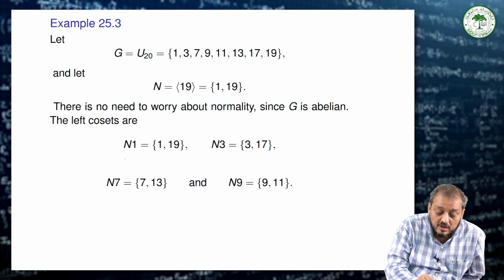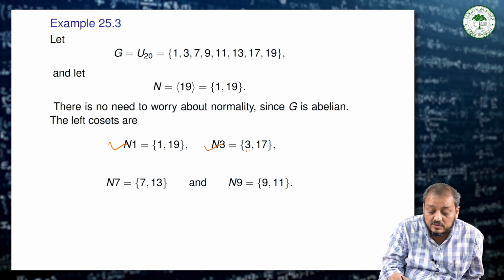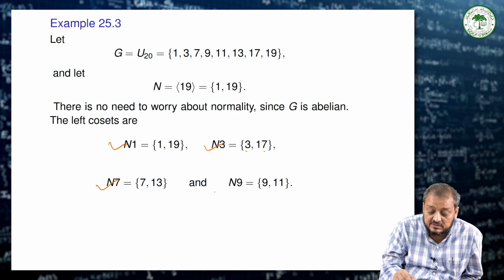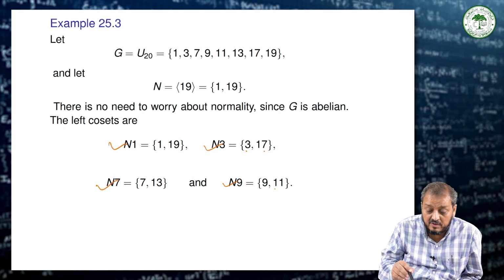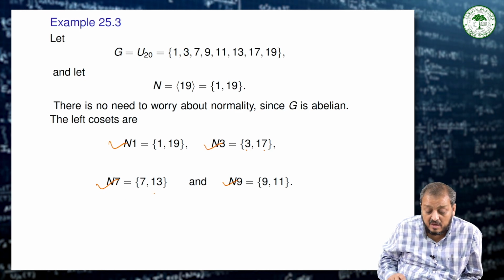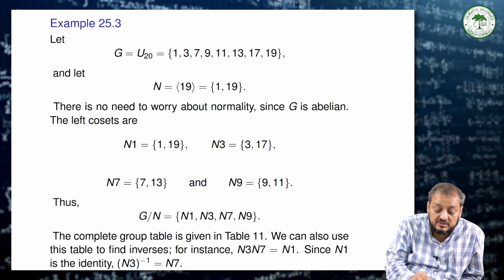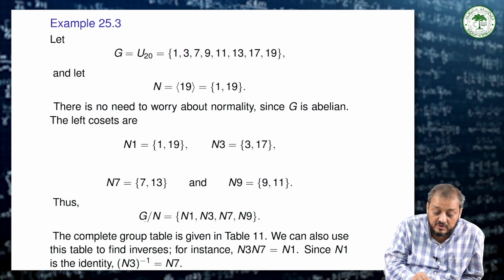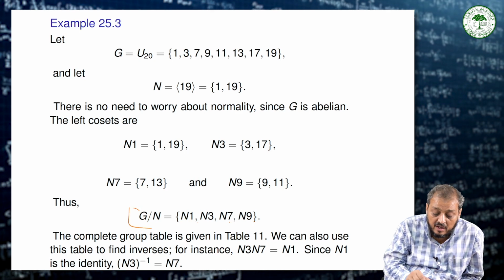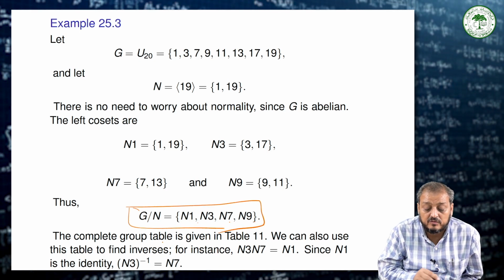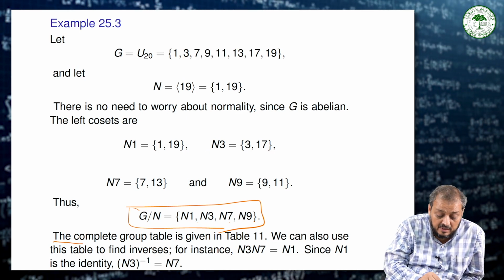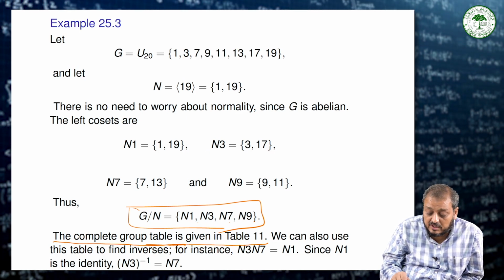So now N1 is equal to {1, 19}, N3 is equal to {3, 17}, N7 is equal to {7, 13}, and N9 is equal to {9, 11}. So we have to calculate N1, N3, N7, N9. Now G by N is equal to {N1, N3, N7, N9}, and these are the collection, because all the others are repeating. The complete group table is given in Table 1.